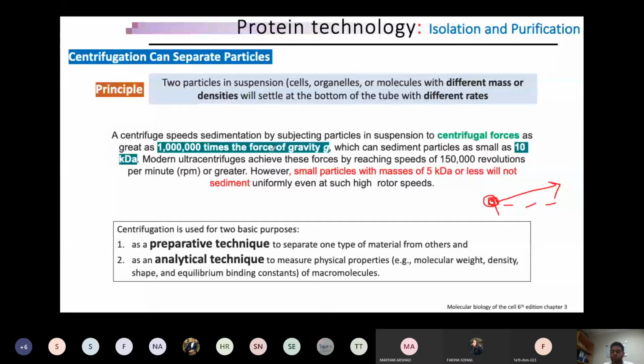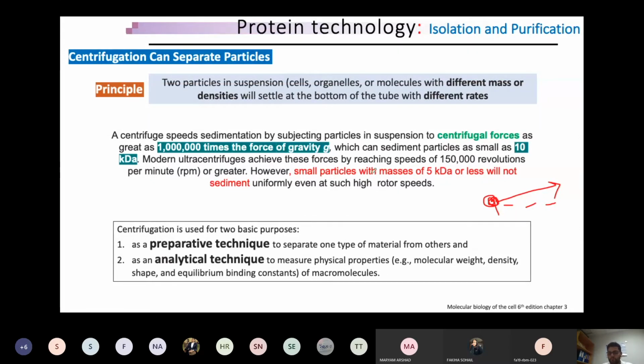And this force is so huge that it could separate out a molecule of the size of 10 kilodalton. It's a small molecule. It's not a big molecule. It's a very small molecule. Sometimes it is very hard to see it on the gel. But by centrifugation, putting this huge centrifugal force and pulling, you can separate 10 kilodalton. Even still, proteins which are smaller than 10 kilodalton cannot be separated through centrifugal force.